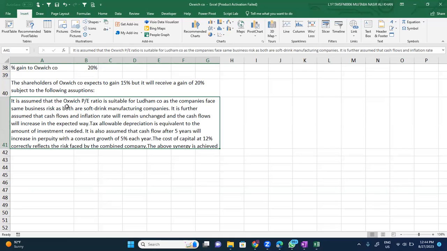What is the problem in this discussion? No, paragraphing is not the problem. This student has just copied all the information from the scenario and written it. You will not get marks on this. It is assumed that the cost of capital is 12%. You will not get marks on this. You have to challenge it. No explanation, no linking, no skepticism, no acumen.